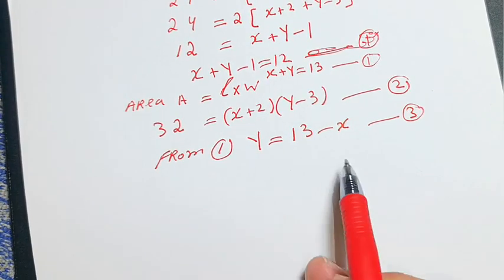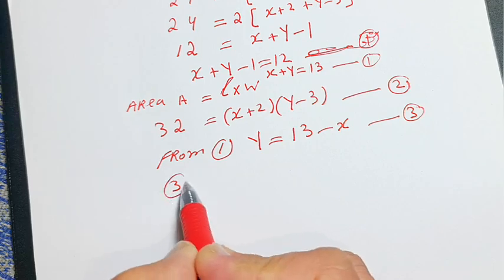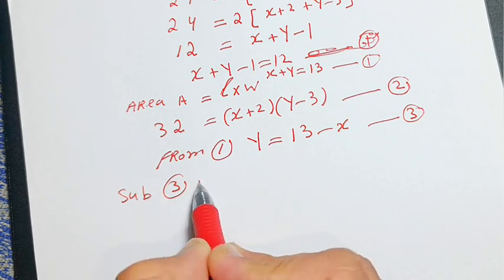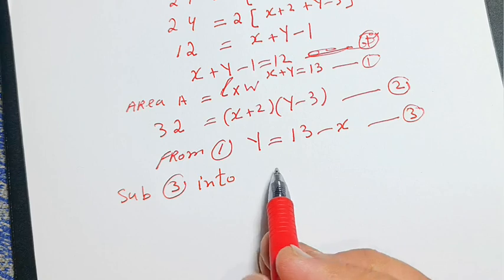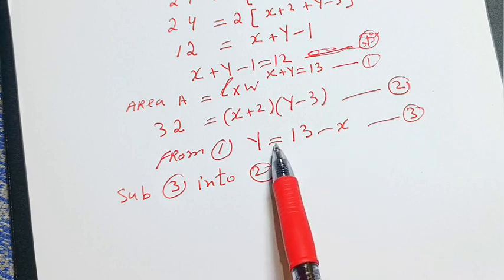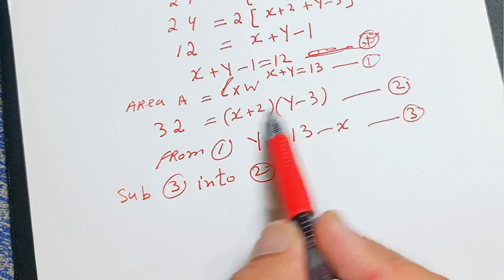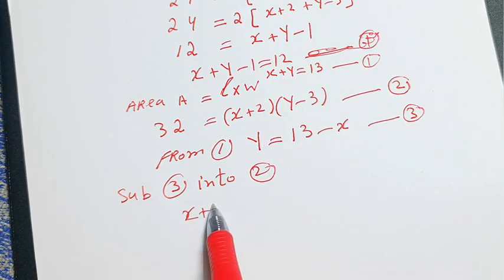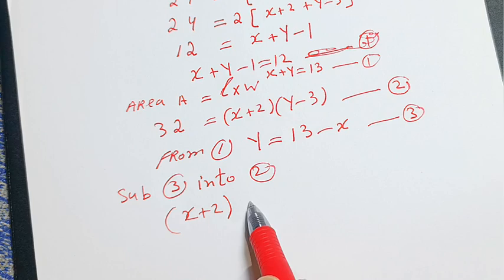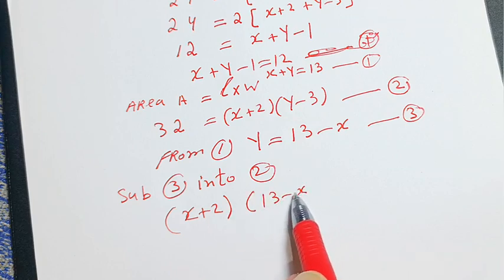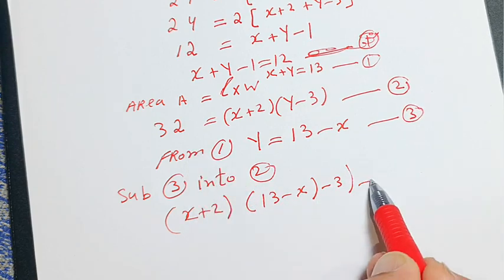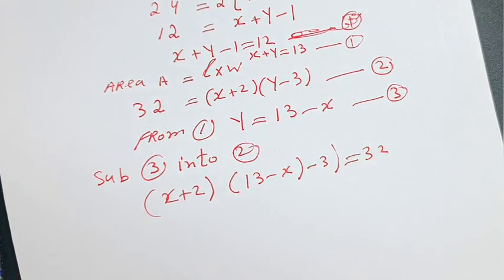Now, number 3, I must now substitute into number 2. So I'm going to put into number 2, in place of y, 13 minus x. So I'm going to rearrange: x plus 2, and in place of y I've got 13 minus x, 13 minus x, minus 3 already outside there, and is equal to 32. Now I'm going to solve here.